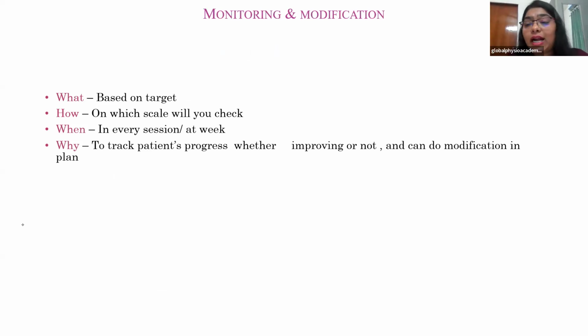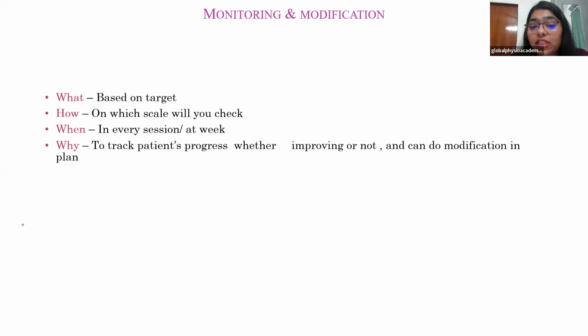Now, based on the target, you are doing your exercise protocol, you are doing your short-term goals. So what portion are you working? What goal are you working for? What significance? SMART goal. How are you going to perform? When are you going to use the necessary sessions? When are you going to reassess the patient? And why are you doing this?